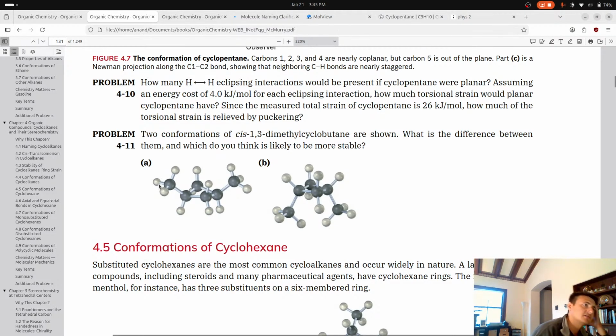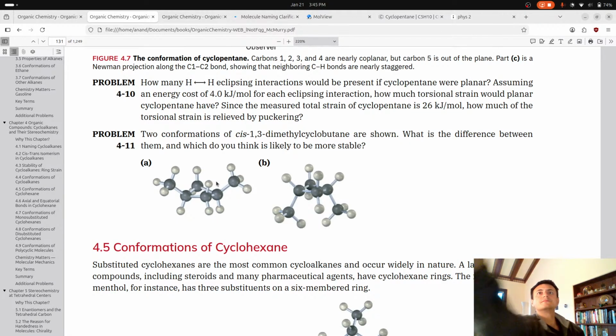Two conformations of cis-1,3-dimethylcyclobutane are shown. What is the difference between them, and which do you think is more stable? Let me get my kit out. This thing actually turned out to be relatively useful. It's nice to be able to look at them in front of you. All right, so I'm just going to build some methyl groups, just to have.